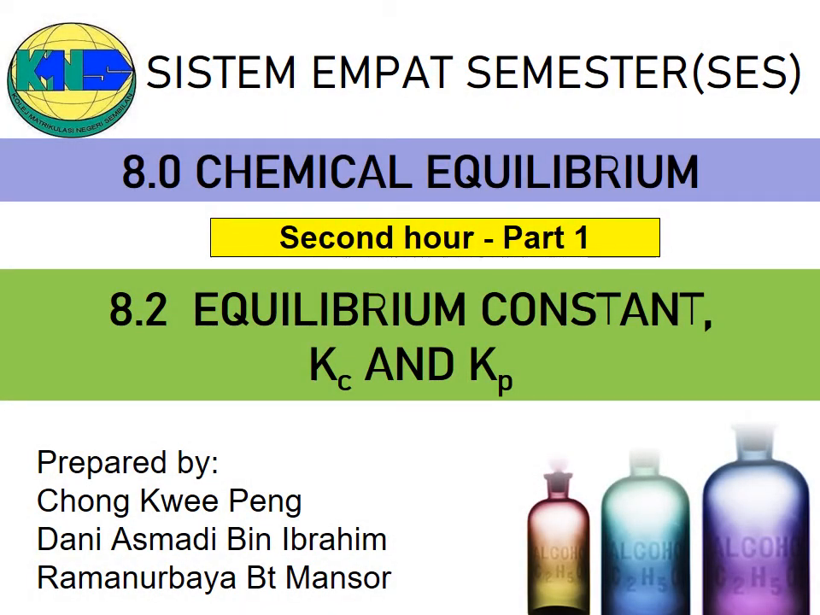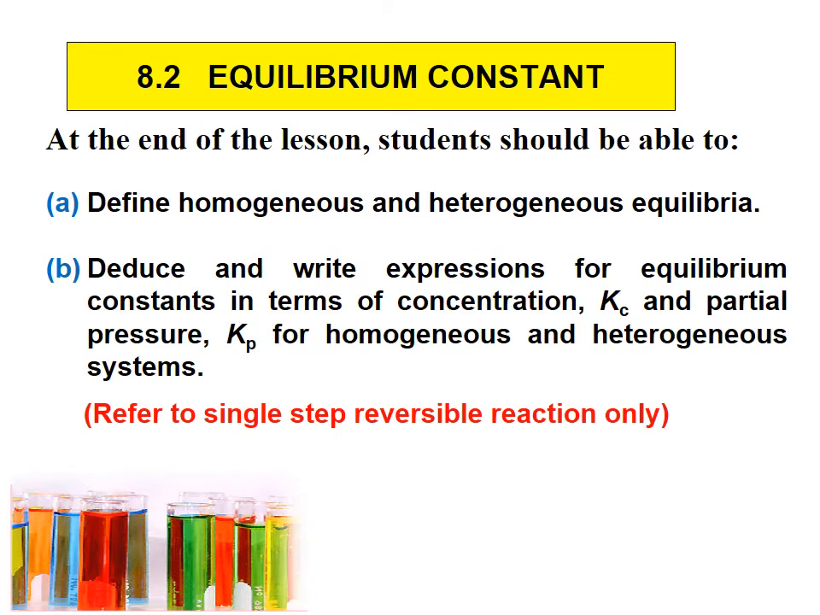Chapter 8 Chemical Equilibrium, Second Hour Part 1: Equilibrium Constant Kc and Kp. At the end of the lesson, students should be able to define homogeneous and heterogeneous equilibria, and deduce and write expressions for equilibrium constants in terms of concentration, Kc, and partial pressure, Kp, for homogeneous and heterogeneous systems.